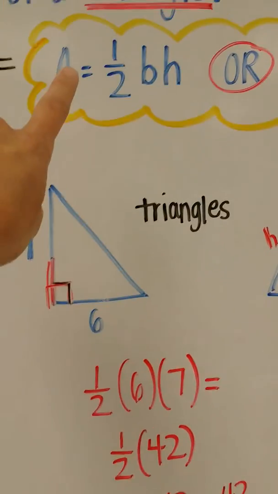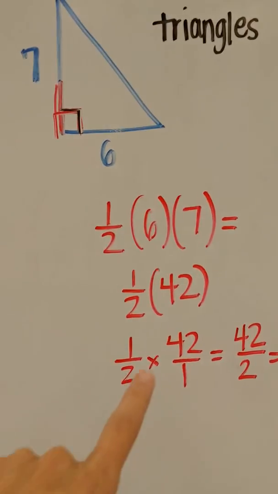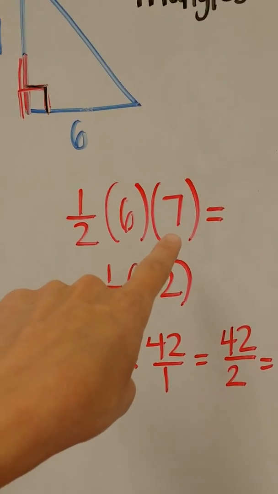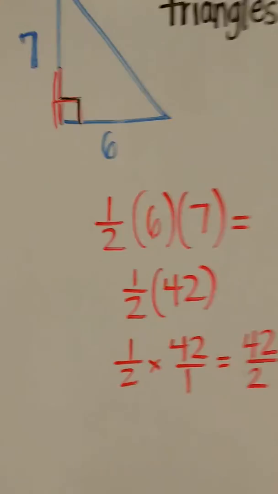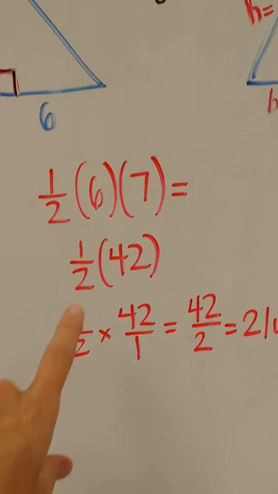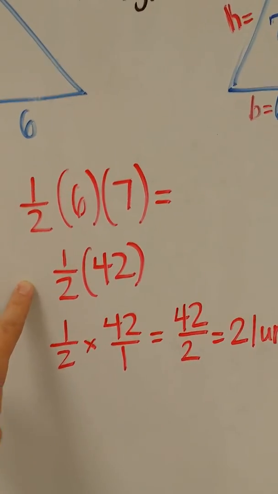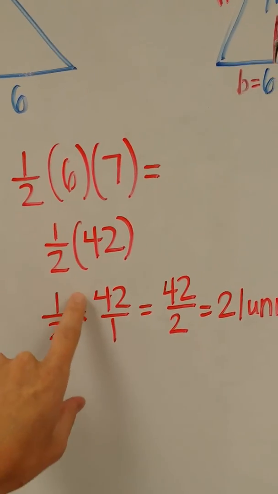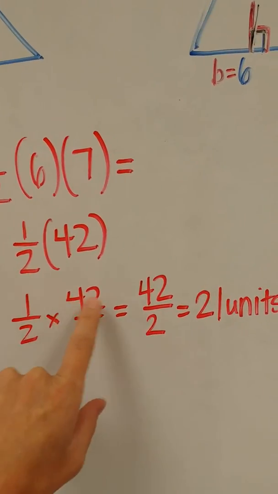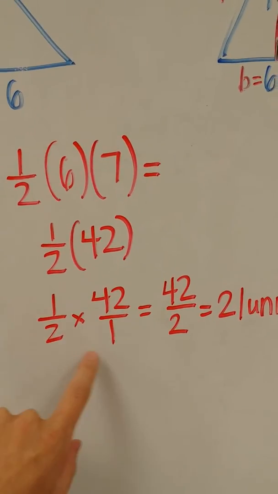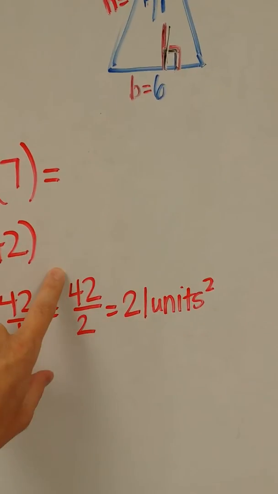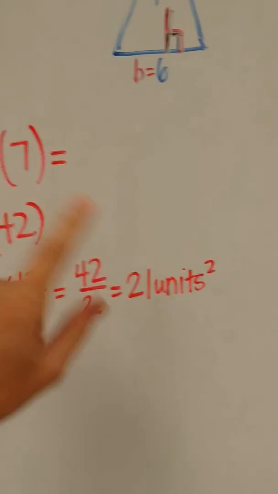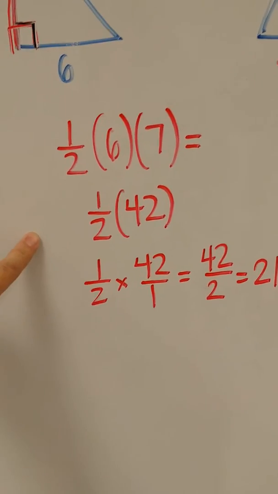If I'm using the formula where I multiply by 1/2, I'm going to put 6 in place of the base and 7 in spot of the height. So I'll have 6 times 7, that gives me 42, and then 42 times 1/2. You'll have to make 42 a whole number, so it's 1/2 times 42 over 1. Well, 1 times 42 is 42, and 2 times 1 is 2. But when you take 42 and divide it by 2, you're going to get 21 units squared. And that's the formula for when you multiply by 1/2.